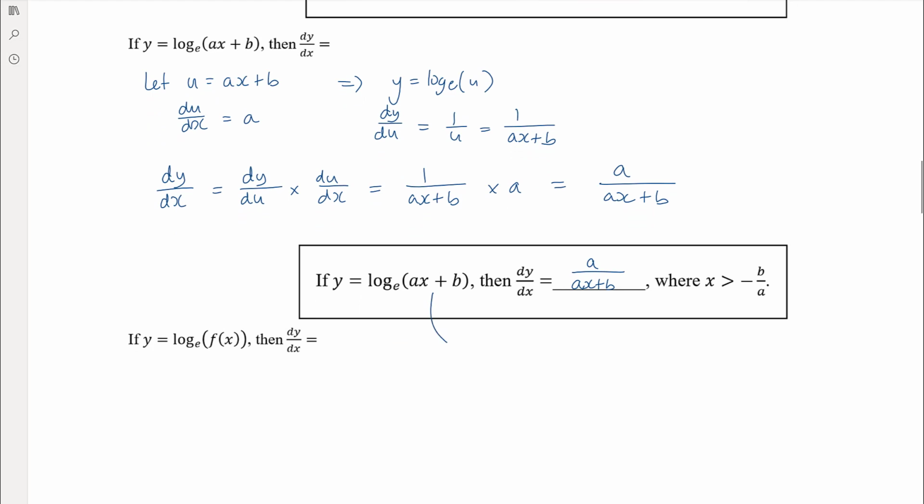That's just about thinking about, well, I know ax plus b has to be bigger than 0, therefore ax has to be bigger than negative b, and therefore x has to be bigger than negative b on a in order for this whole thing to exist.